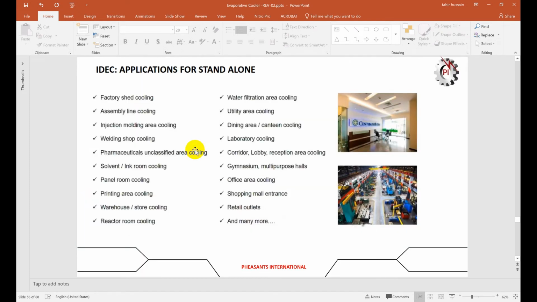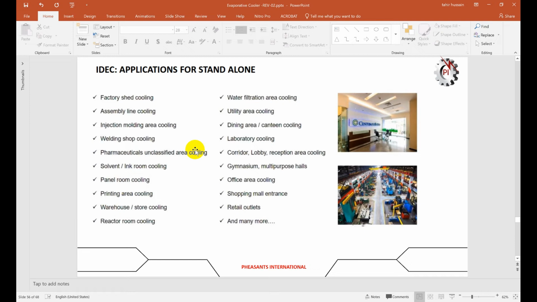The applications of the IDEC system are factories, assembly lines, injection molding, welding, pharmaceutical, especially warehouse areas, and panel room cooling. In a panel room there is too much heat dissipation, and a conventional air conditioning system uses a huge amount of energy. 30 degrees centigrade is a good temperature to maintain in the panel room, so IDEC is a good option.